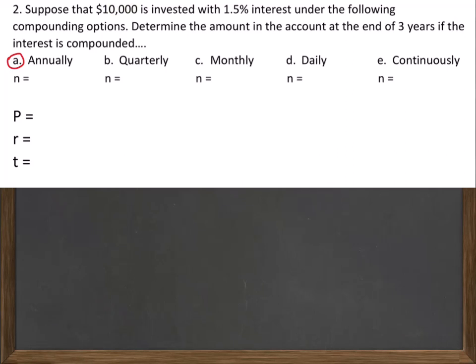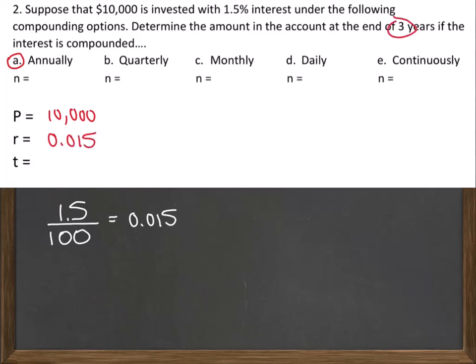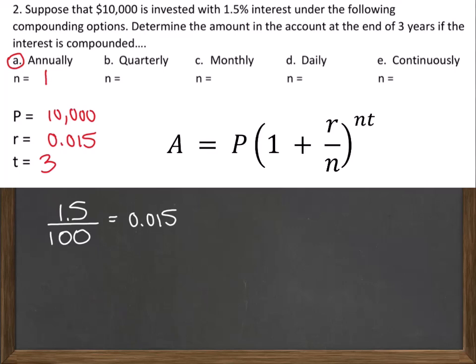Okay, so first of all, what is the principal? The principal is $10,000. The interest rate is 1.5%. So remember, percent means out of 100. So 1.5 divided by 100, you can put that in your calculator, is going to give you 0.015. And again, the time, of course, is 3 years. Remember, time has to be in years. If your time is not measured in years, you have to fix it so that it is. Okay? So if we're compounding annually, then our n would be 1. So let's see if we can fill in our equation.